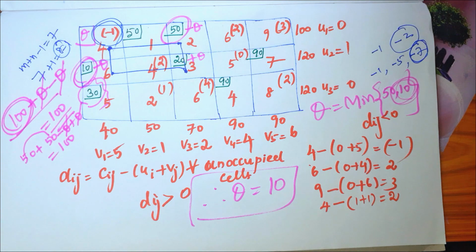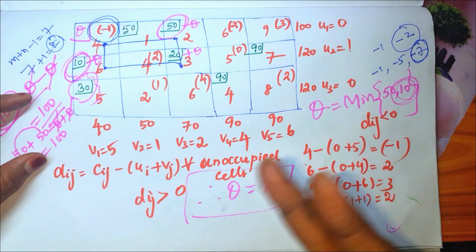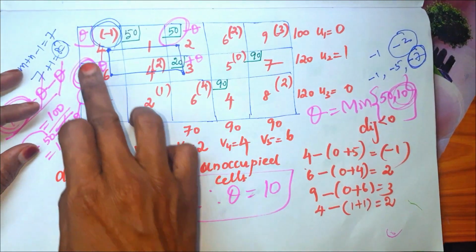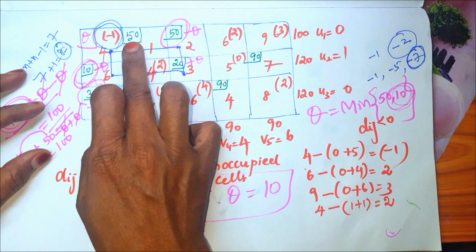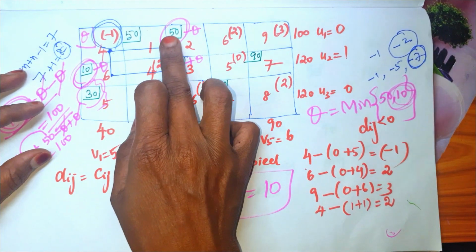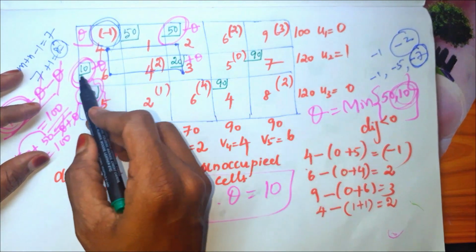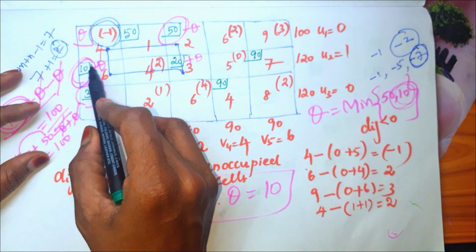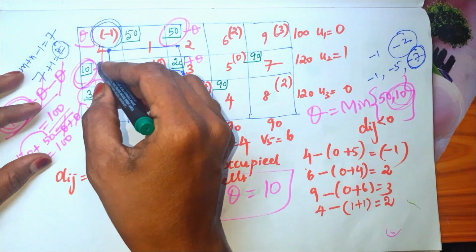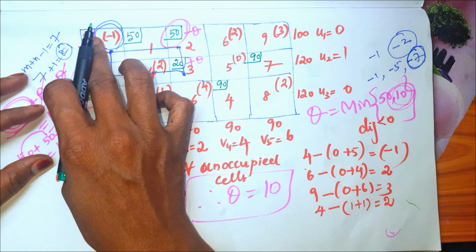Now we have to make new allocations. We got theta as 10. Now again we do the calculation. Here we have to take 10. This one has no change because it is not in the loop. This is 50 minus 10. 50 minus 10 is 40. Then 10 minus 10, 0. 0 means here we have removed the allocation. So newly we are introducing one allocation.